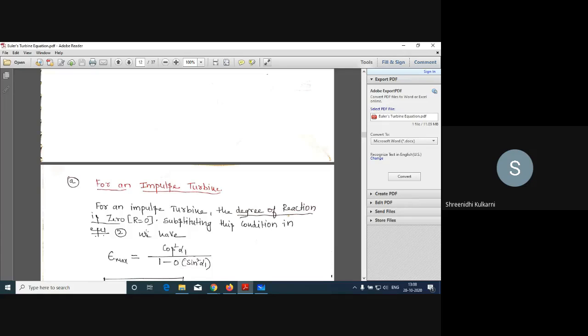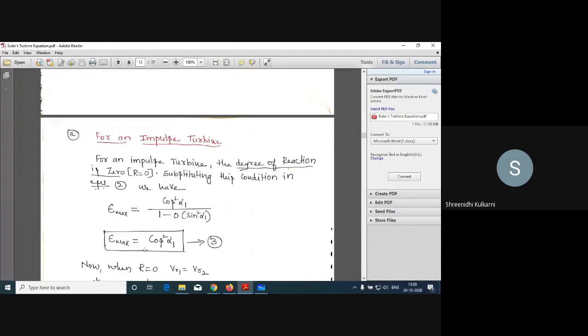If we substitute R equals 0, this term becomes completely 0. So we get cos square alpha 1 by 1. So what is the maximum utilization factor for an impulse turbine? It is cos square alpha 1. This is very, very important for impulse turbines.